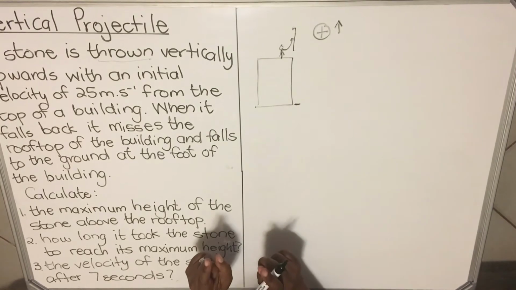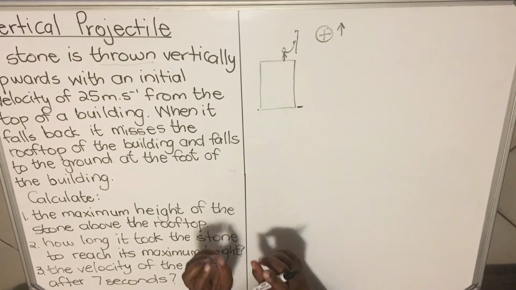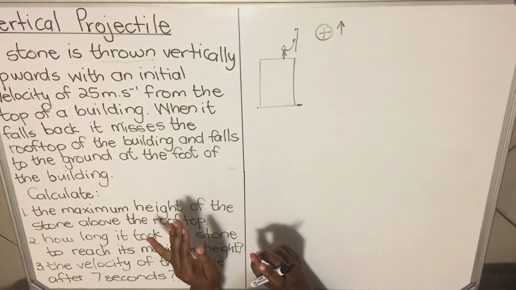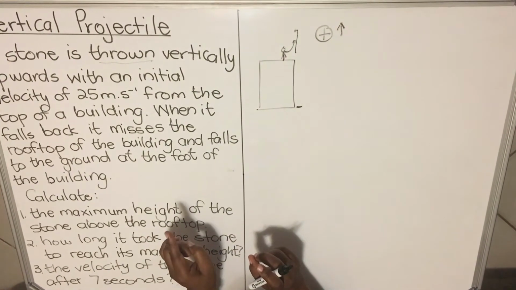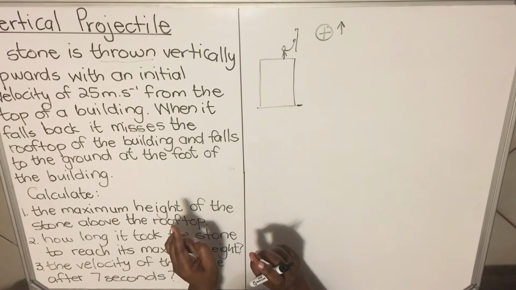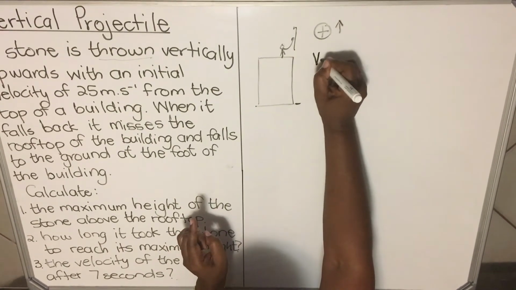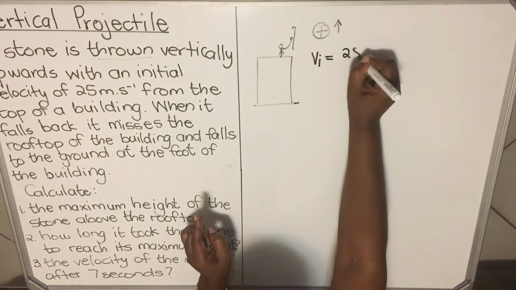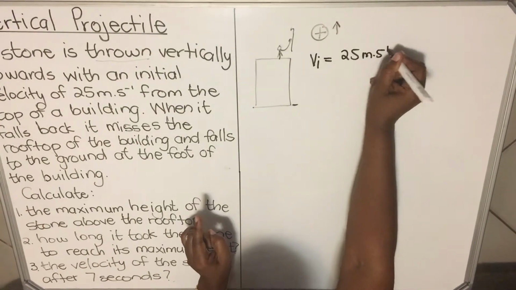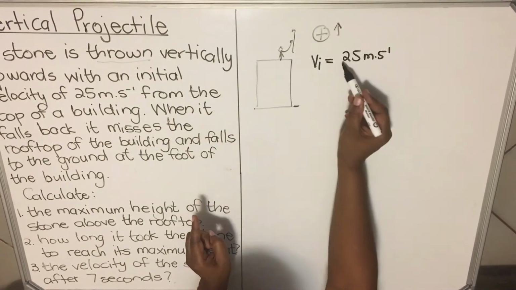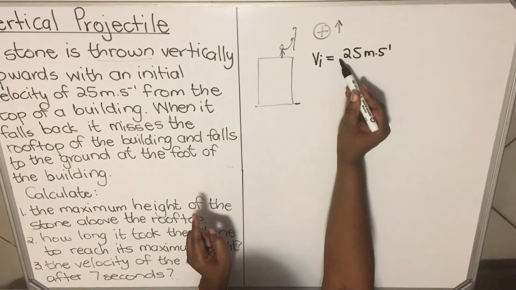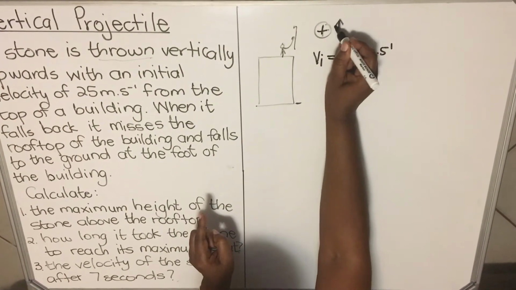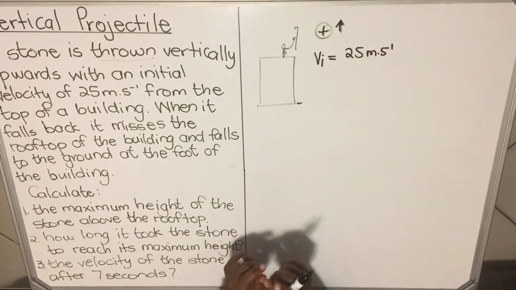Another important thing is to now write what you are given. The statement is giving you some things, then you write what you are given. The first thing that we are given is the initial velocity. The initial velocity is velocity with I. Initial velocity is 25 meters per second, and it's thrown up. So that's why it's positive. If it was thrown down, it would be negative because we chose up as positive. Everything that's going up will be positive, right?